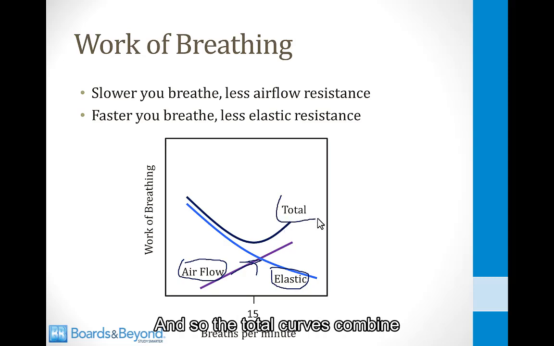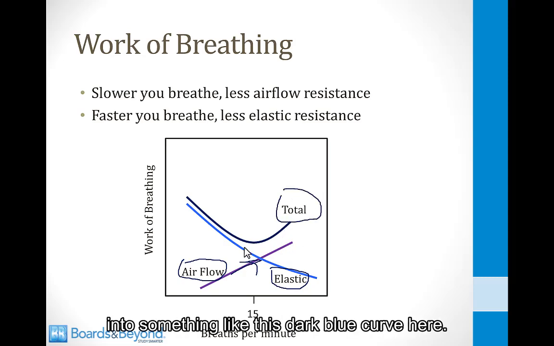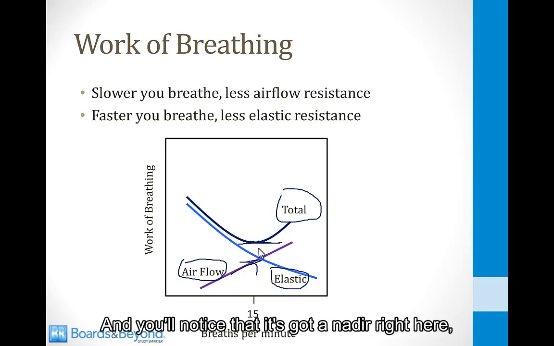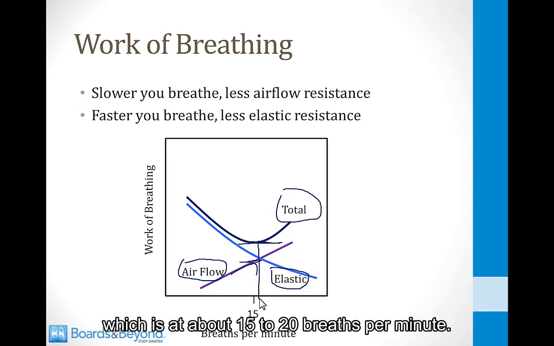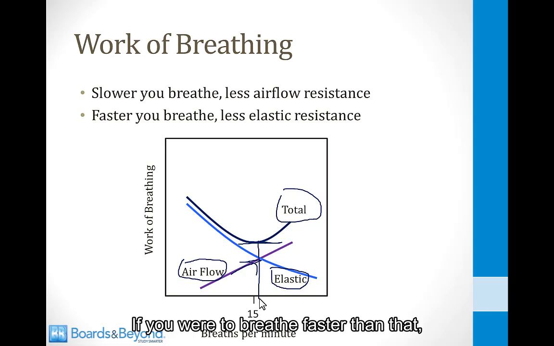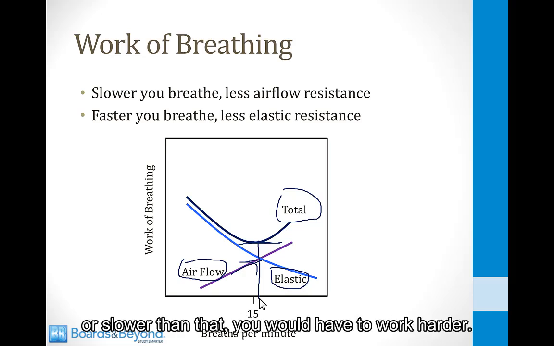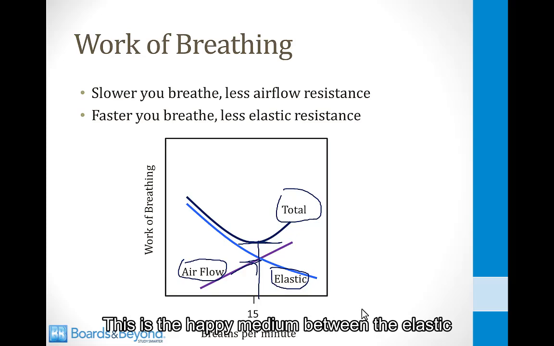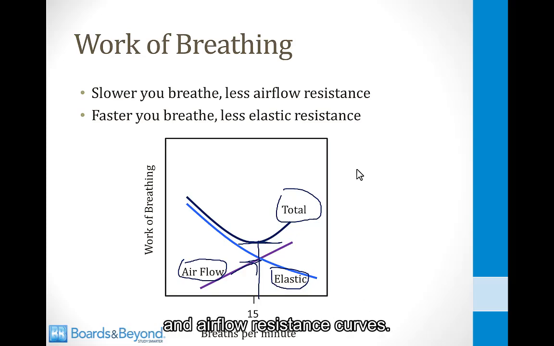And so the total curves combine into something like this dark blue curve here. And you'll notice that it's got a nadir right here, which is at about 15 to 20 breaths per minute. And that's where normal patients like to breathe because it minimizes the work for the body. If you were to breathe faster than that or slower than that, you would have to work harder. This is the happy medium between the elastic and airflow resistance curves.